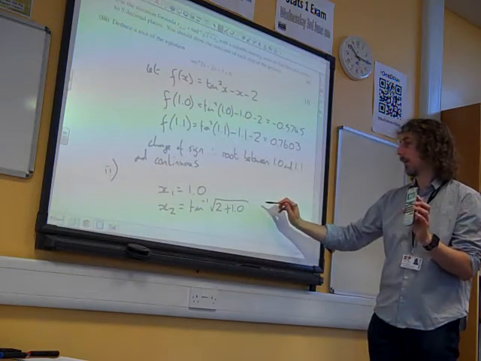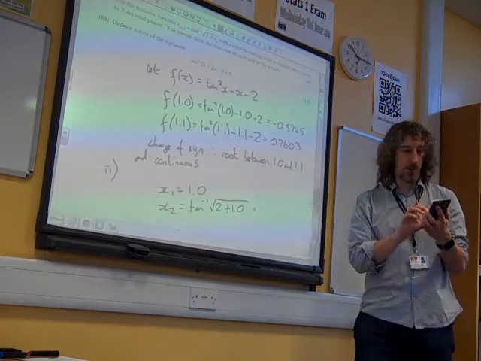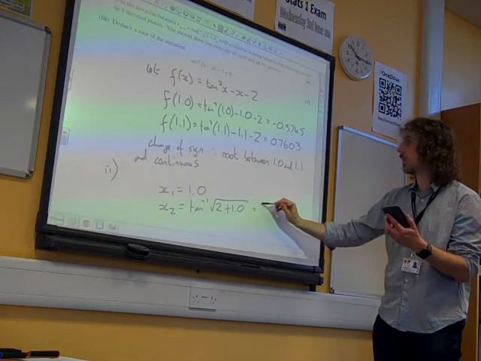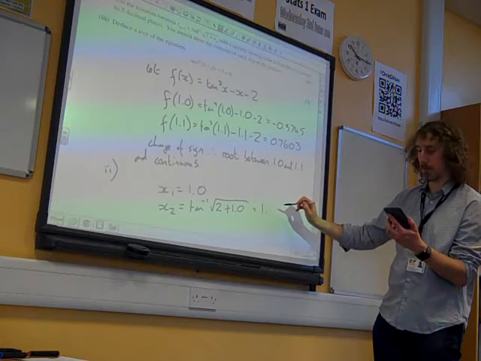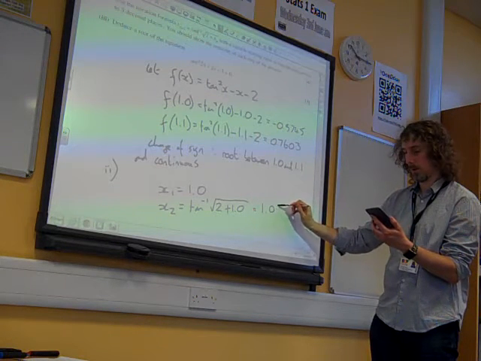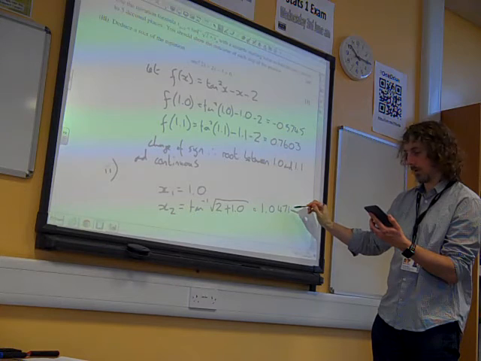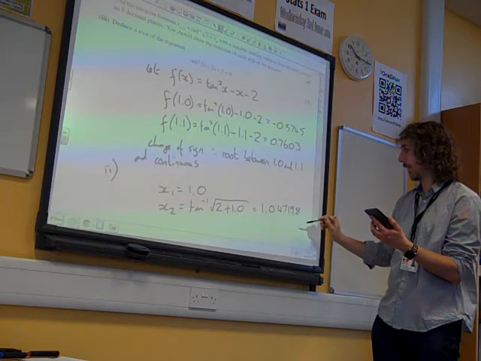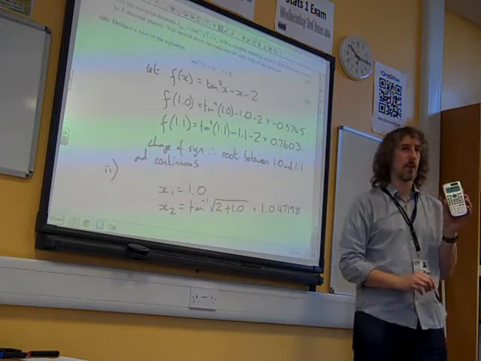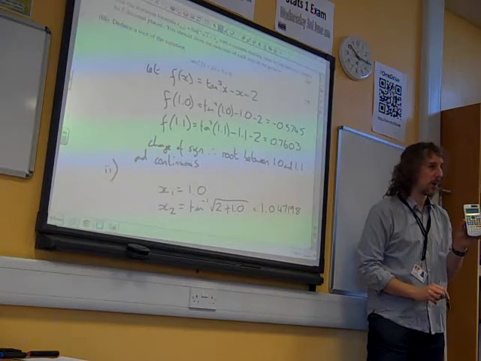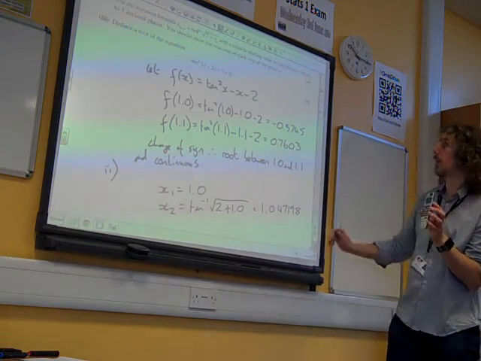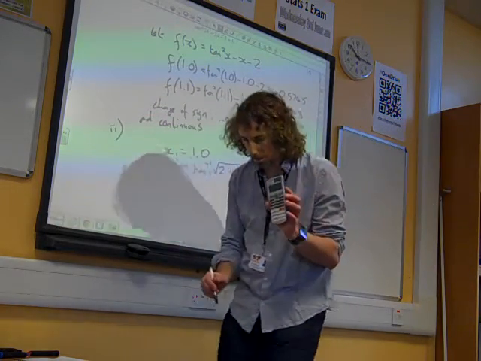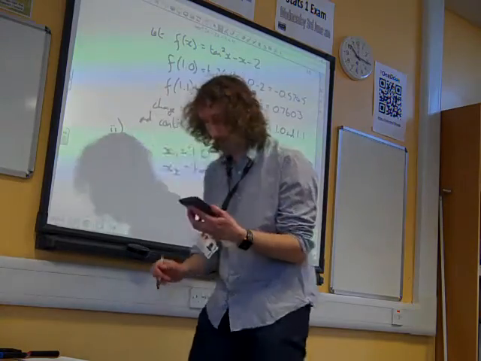So that gives us that, but I'll write it as a decimal. That's 1.047. How many decimal places? That's not enough. Because we're looking for the answer to 5 decimal places, I'm going to write down 6 each time. Which is pretty much what they wanted.